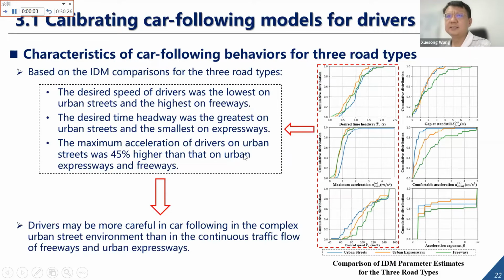And this is just some features of the different types of car-following models on 3 types of roadways. The design speed of the drivers was the lowest on urban streets and the highest on freeways, which is consistent with our expectations. And the design time headway was the greatest on urban streets and the smallest on expressways. The maximum acceleration of drivers on urban streets was 55% higher than that on urban expressways and freeways. Drivers may be more careful in car-following in the complex urban street environment than in freeway and expressway conditions.